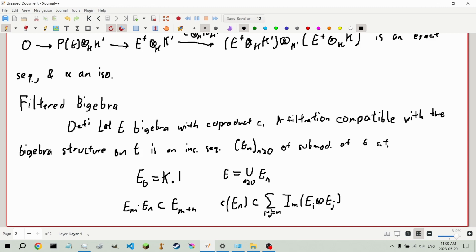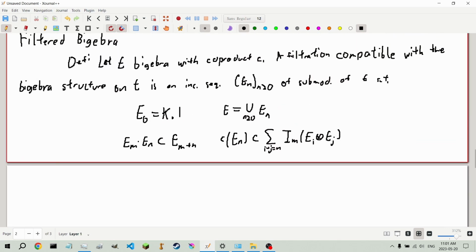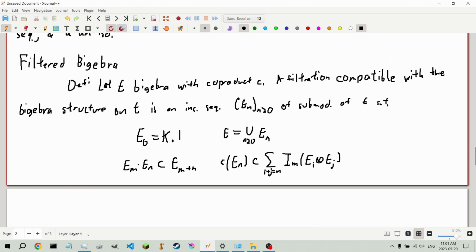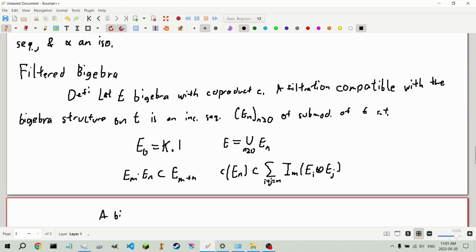So it's not the whole space this generates. I believe what they mean by this is that it's not the entire tensor space of E_I tensor E_J, it's just the elements of that space which can be generated by a single element of E_I and E_J, if I'm interpreting this correctly. This is meant to be kind of like the opposite of the product version. And we get that a bigebra with a compatible filtration is called a filtered bigebra.